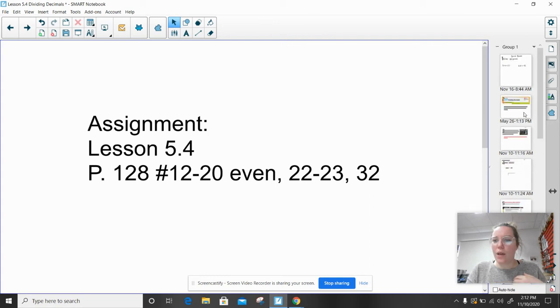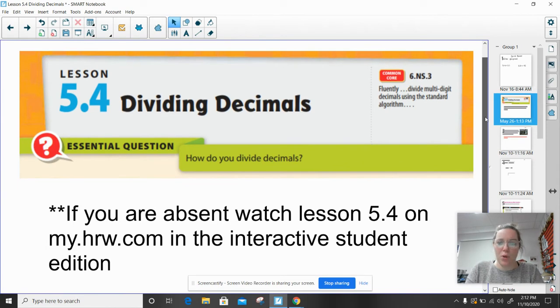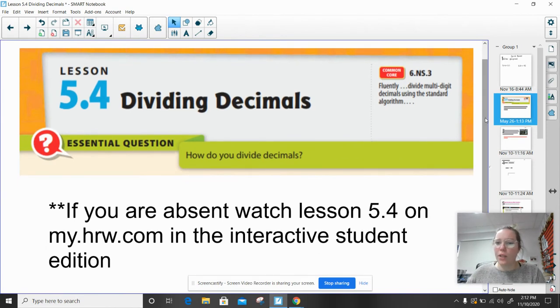Hi, everyone. So today we are going to do lesson 5.4, which is dividing decimals. We are going to fluently, which means without error, divide decimals using the standard algorithm. So really what we're going to be using here is the dividing whole numbers algorithm, just what we did in 5.1, but we're going to talk about how we do that with decimals.